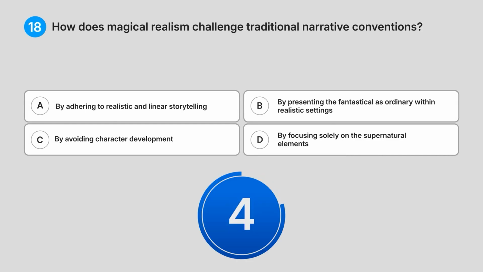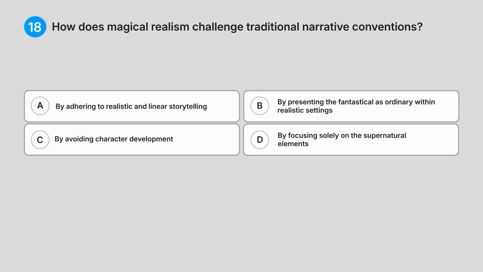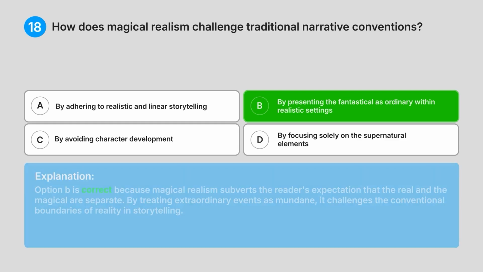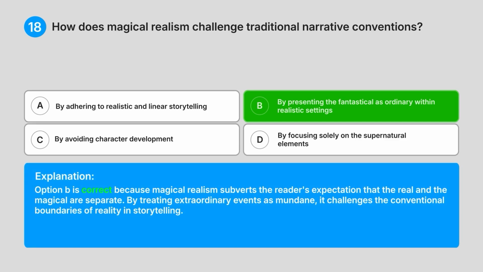Do you know the answer? Correct answer, B. By presenting the fantastical as ordinary within realistic settings. Explanation: option B is correct because magical realism subverts the reader's expectation that the real and the magical are separate. By treating extraordinary events as mundane, it challenges the conventional boundaries of reality in storytelling.